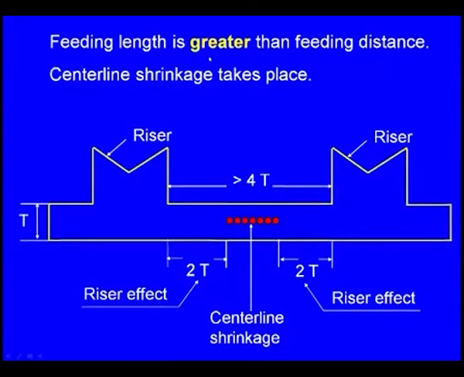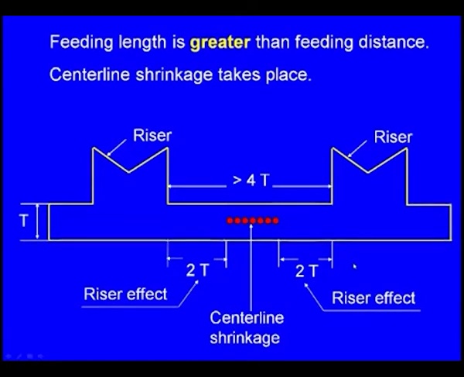Then what will happen? Of course, there is no question of the end effect because there is no edge. Only two risers are there on both sides. The center portion, which is not covered by either of the risers, will have a shrinkage cavity. Here also the feeding length is greater than the feeding distance. Now, here what is the feeding distance? The feeding distance is 2T here and 2T here.